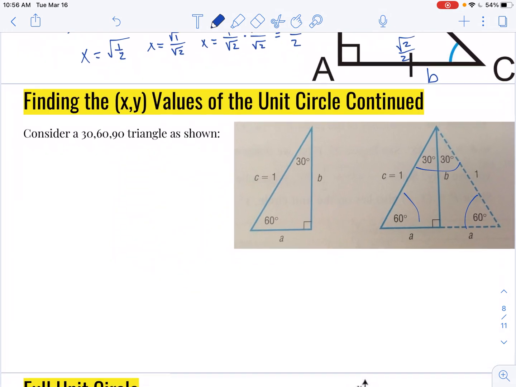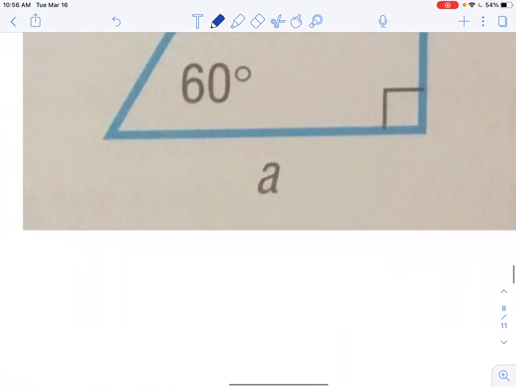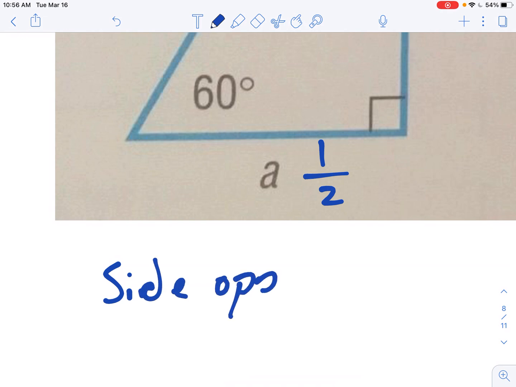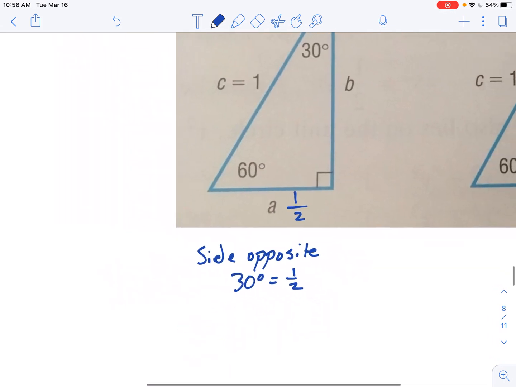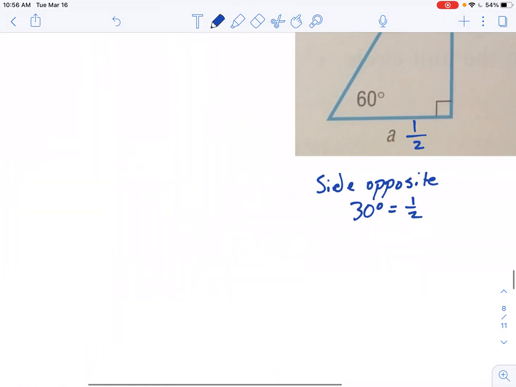So now I can say that here, A plus A is equal to 1, 2A equals 1, A is equal to 1/2. So now I know that the side opposite 30 degrees is equal to 1/2. Now that I've created those equilateral triangles to figure out that my side A is 1/2, now I need to solve for B.